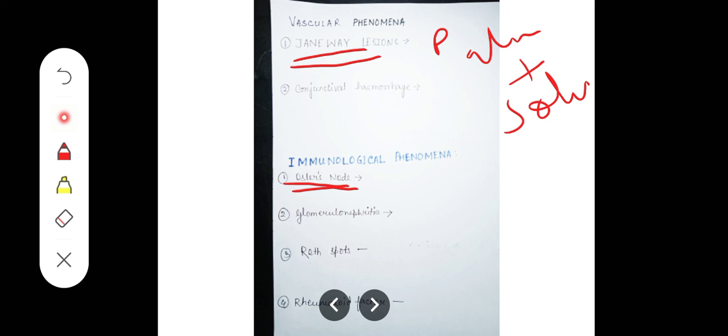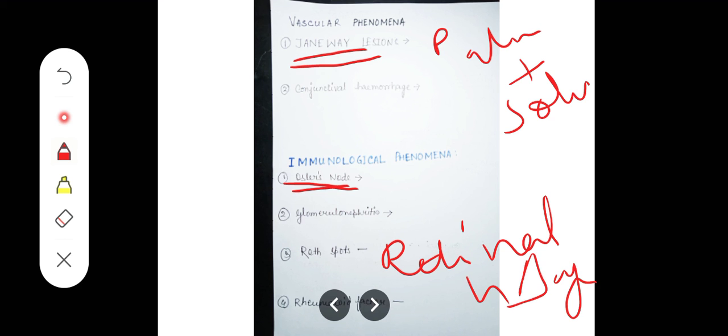Next is conjunctival hemorrhage, which is again included in the vascular phenomena. Now, coming to the other immunological phenomena, we have glomerulonephritis. Glomerulonephritis is an immunological phenomenon that may be there in infective endocarditis, and that is also a minor criterion. Then we have something very important known as Roth spot. What is this Roth spot? Roth spot is nothing but retinal hemorrhage.